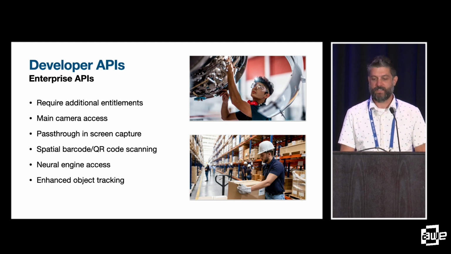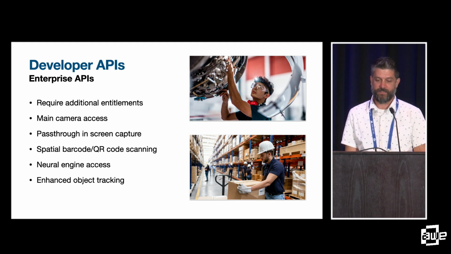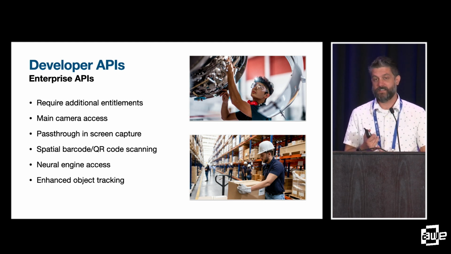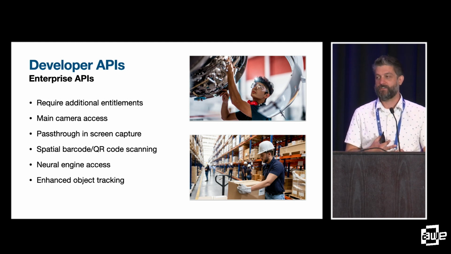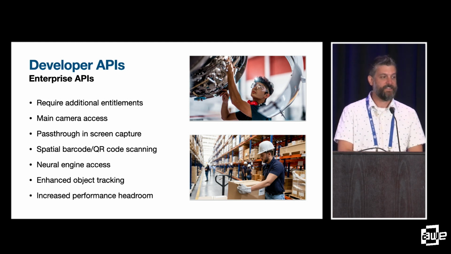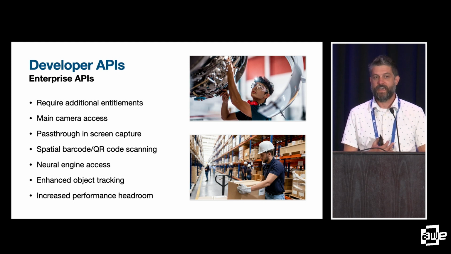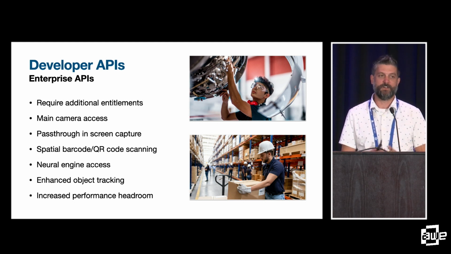And enhanced object tracking. I talked about the object tracking APIs in ARKit earlier. With the extra enterprise entitlement, you can detect more things, more objects being tracked. You can increase the tracking rate or the detection rate of the object tracking. And there's increased performance headroom. So you can opt into this and use more of the CPU and the GPU resources at the trade-off of having the fans run a little bit harder.